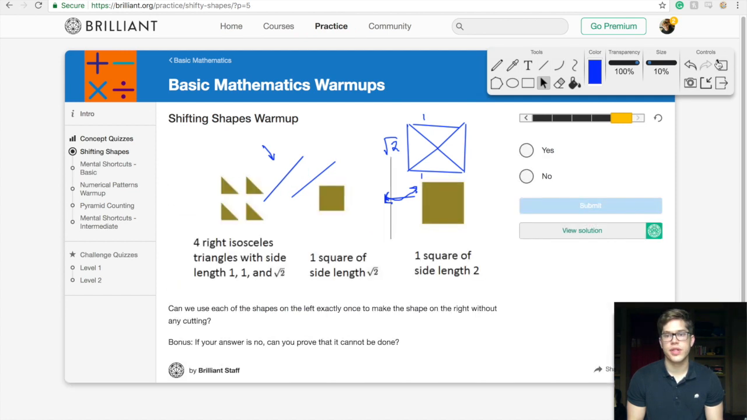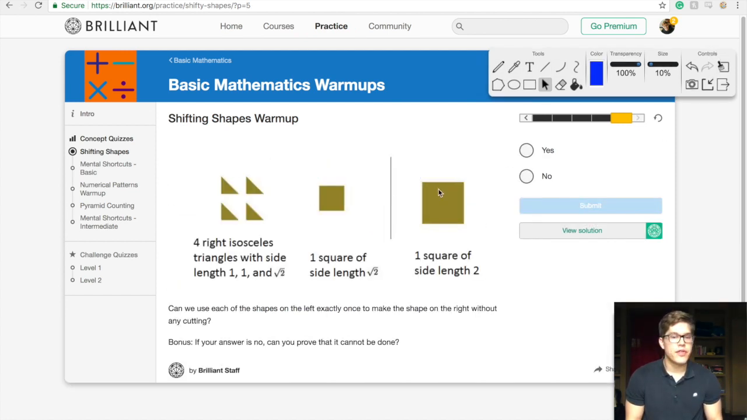Great work. Last problem. Can 4 right isosceles triangles with side length 1, 1, and square root 2, and a square of side length 1 and 1 square of side length square root 2, make 1 square of side length 2? Well, look at that. We kind of just did this in the previous problem. The only difference is we used just these triangles to make a square of side length square root 2. Now we have an extra square that's already square root 2, which is this square, and we want to make a side length of 2. So what can we do?